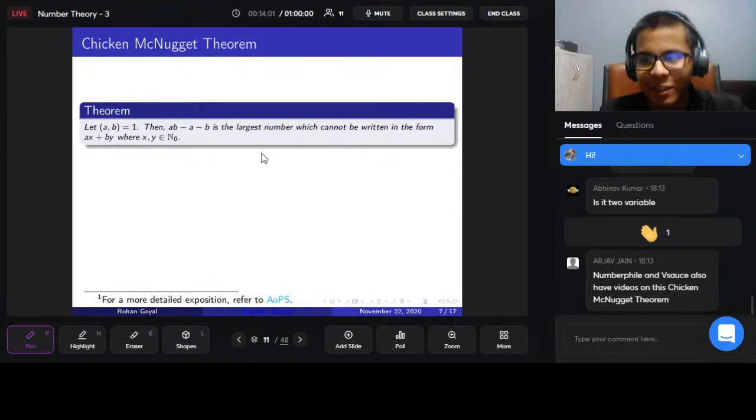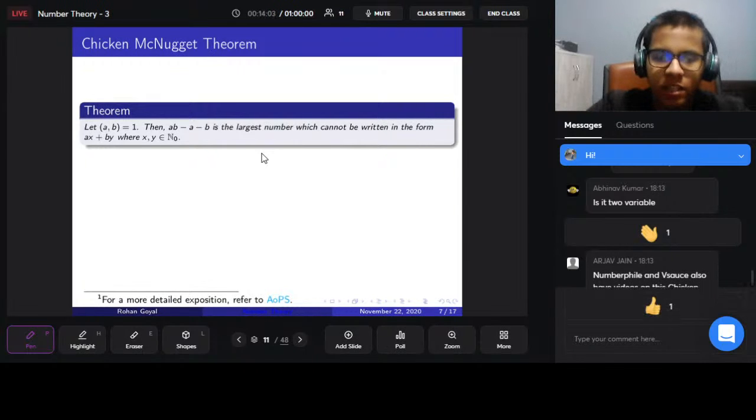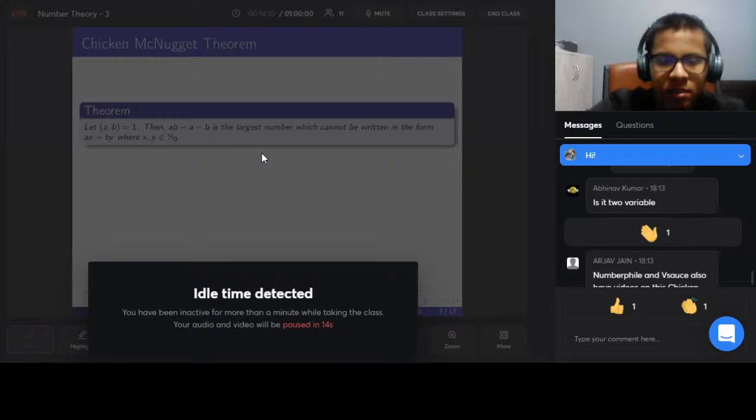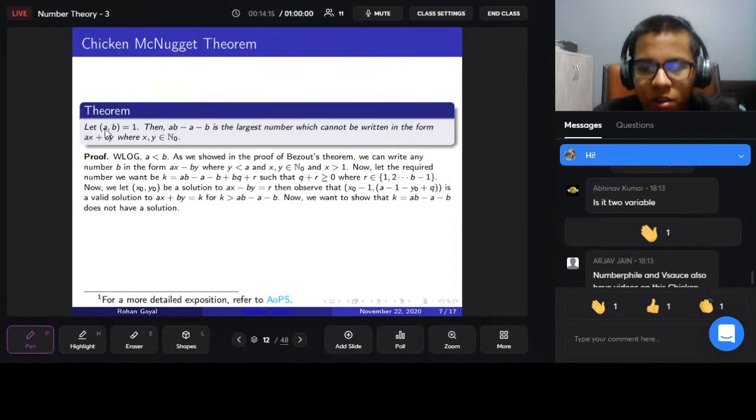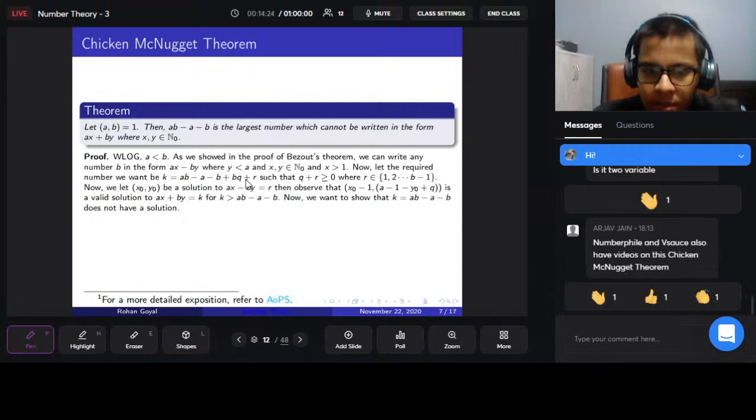Okay, that's great. I didn't know that. So what we'll try to show is that we can find all numbers bigger than this. Let's say without loss of generality, WLOG meaning without loss of generality, A is less than B, because the case where A is greater than B is the same. So as we showed in Bezout's theorem, we can write any number in the form Ax minus By, where Y is less than A.